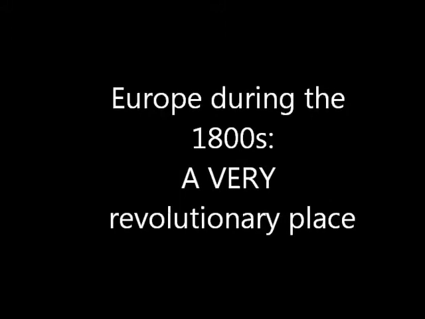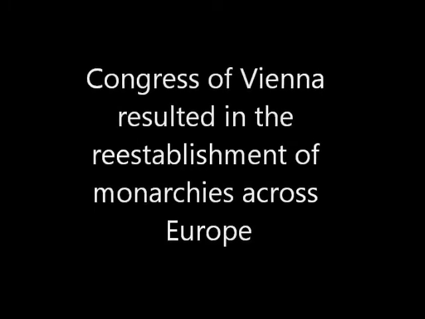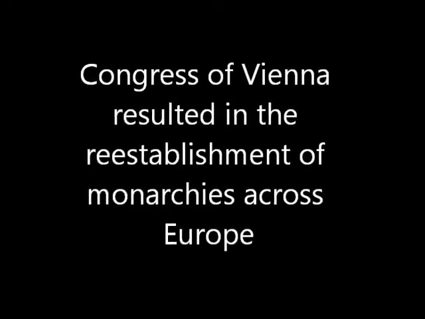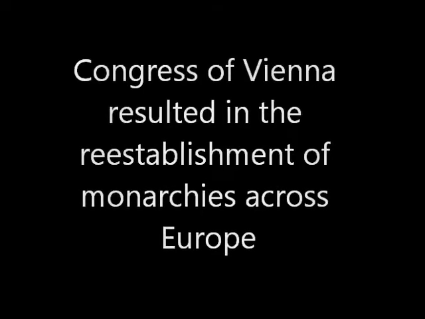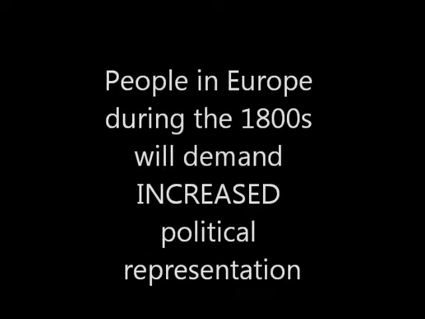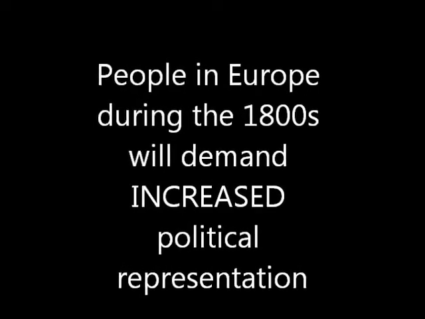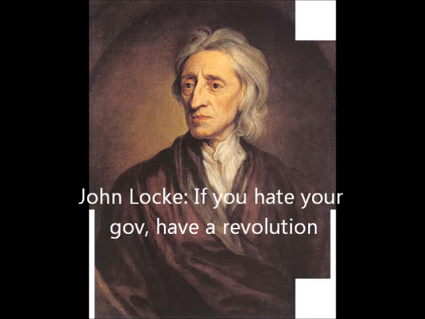Europe was a very revolutionary place during the 1800s, which is to say it was full of major changes. The political changes are often what we talk about most during this period, like the end of the French Revolution, Napoleon, the reestablishment of monarchies across Europe because of the Congress of Vienna. And we see the action of people demanding increased political representation. We see John Locke's theories about replacing governments in action. This was so clear during the French Revolution and continued with Napoleon.